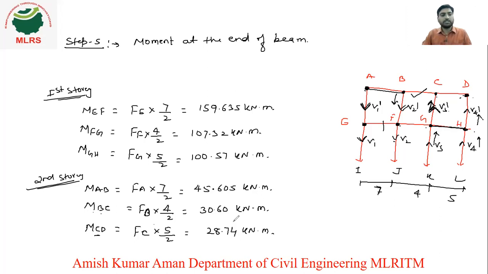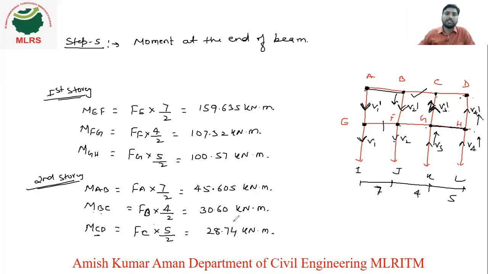So we have calculated the moments at the end of beam also. So our problem is over. We are done with this problem. In this problem, you can see we have followed 5 steps. Basically, there are only 4 steps. Since this problem is of 2 stories, 1 step increases in the calculation of axial forces. So the total number of steps will be 5.